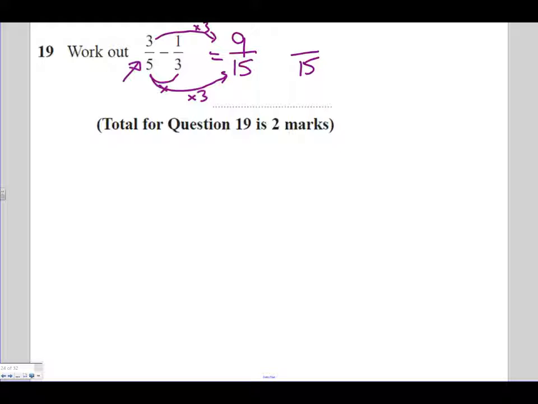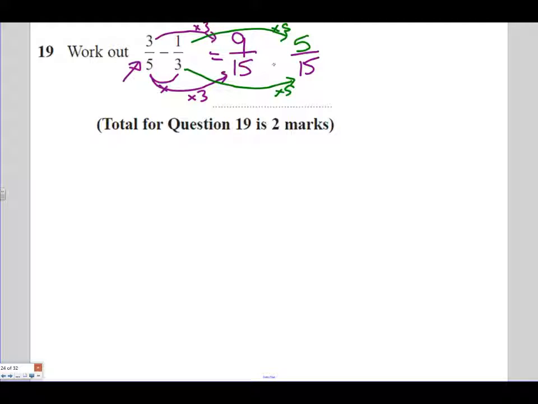Now let's look at the 1/3. To get from a denominator of 3 to 15, I multiplied it by 5. So I need to do the same to my numerator to make sure it remains equivalent. So 1 times 5 gives me 5. So 1/3 is exactly the same amount as 5/15. It's just written in a different way.